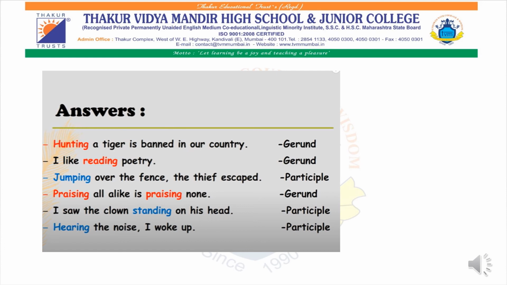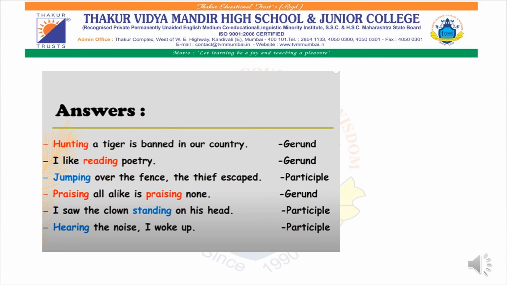Now, in the second question, you all must be thinking that this particular sentence will be participle. No, my dear friends. I like reading poetry. Over here, we see that like is the verb and reading is the object. Okay, it acts as a noun. It is telling us more about the poetry. And therefore it is an object of the word like, and therefore that particular sentence is a gerund.